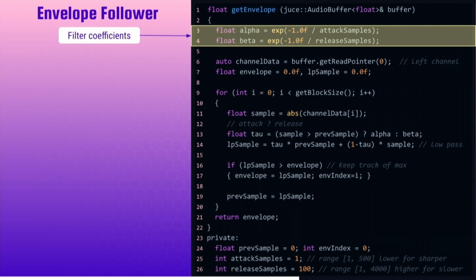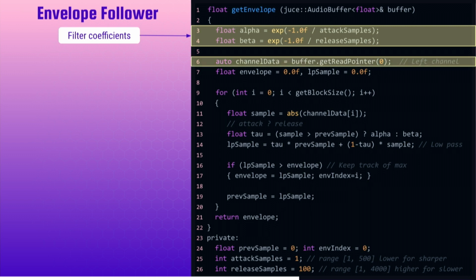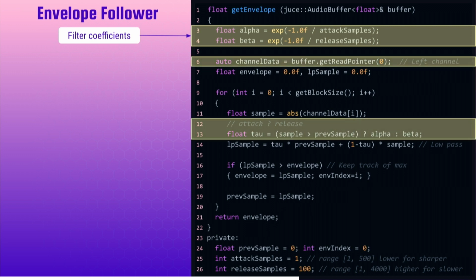So we set our filter coefficients. At this time, we're only operating on the left channel. Based on whether it's the attack phase or the release phase, that is where the signal is rising or falling, we will choose a different coefficient.